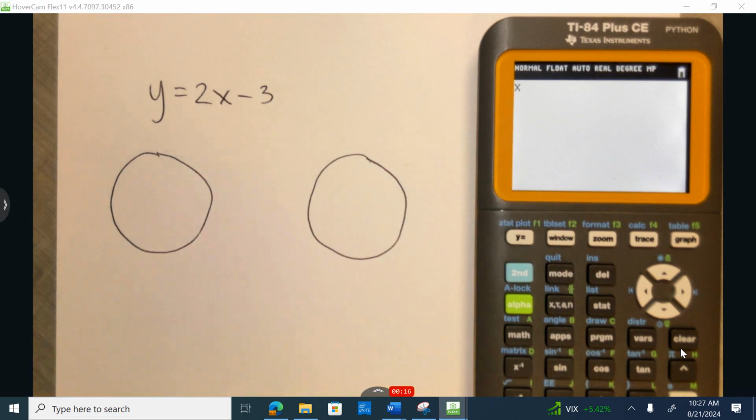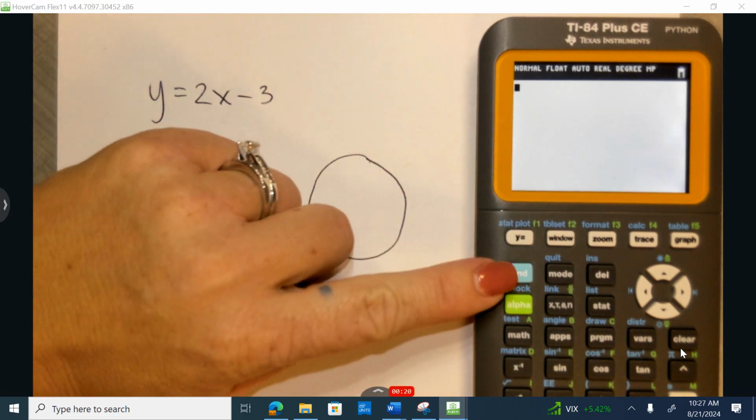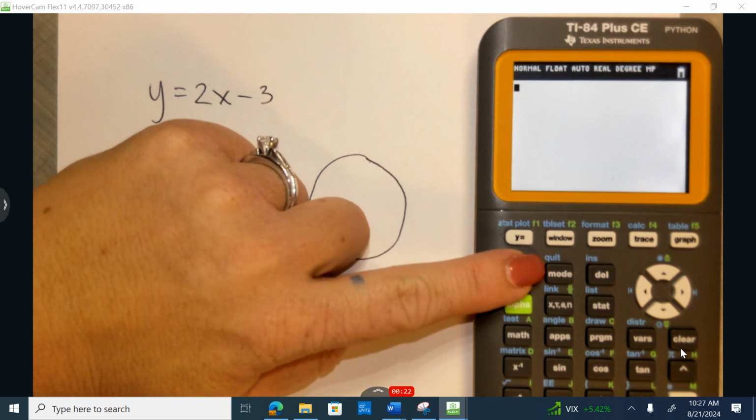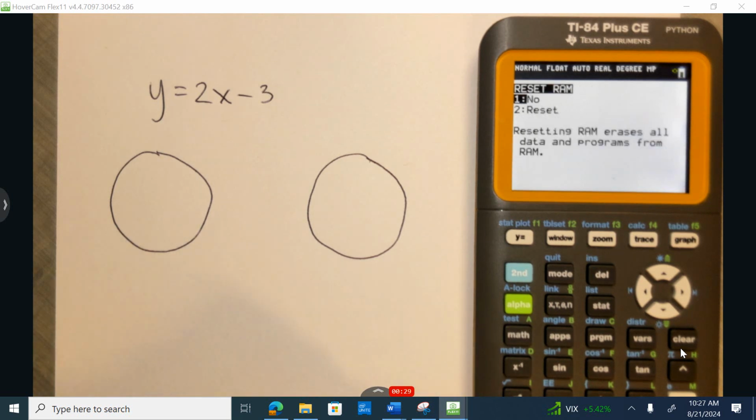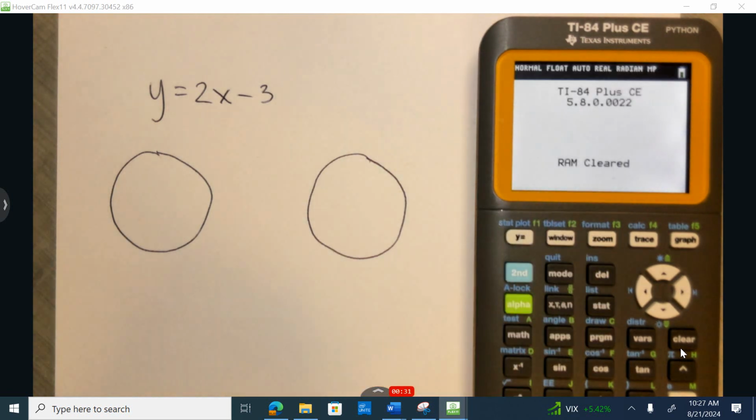The first thing I'm going to do is reset my calculator. If you are present with me in class, I'd like you to do the same. Find the blue key that says second, press it one time. Find the plus sign in the bottom right-hand corner, and then hit the buttons 7, 1, 2. It's going to say RAM cleared. We just cleared it. You can help your partner at any point if they fall behind.